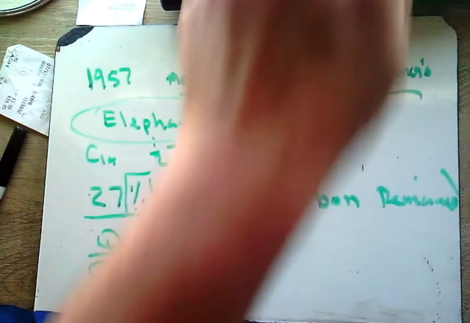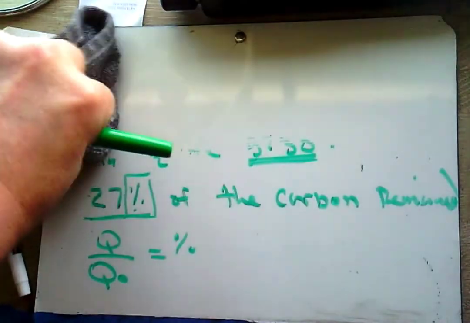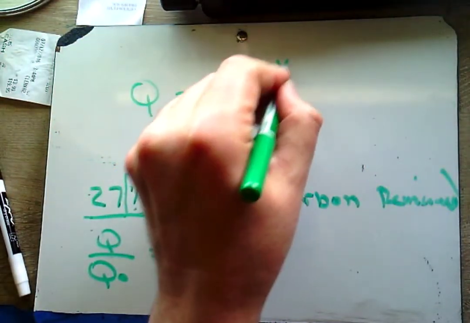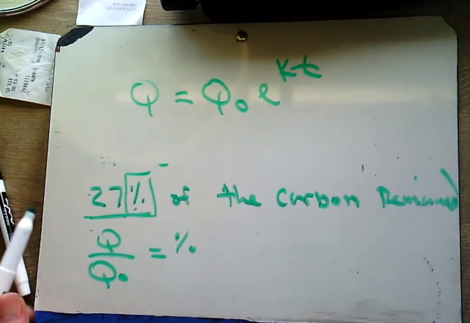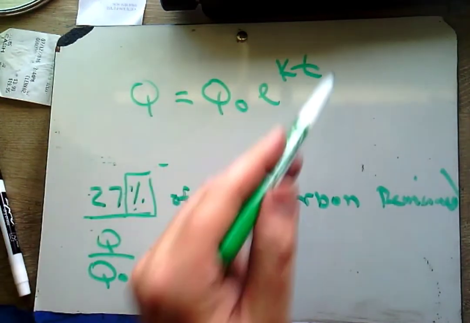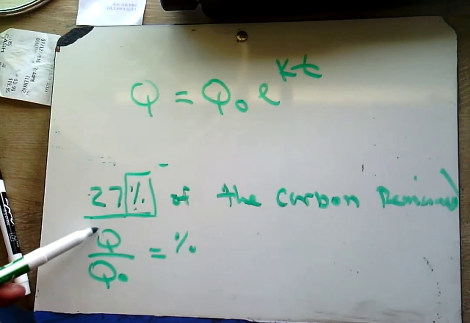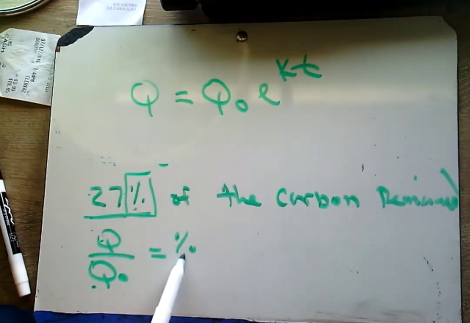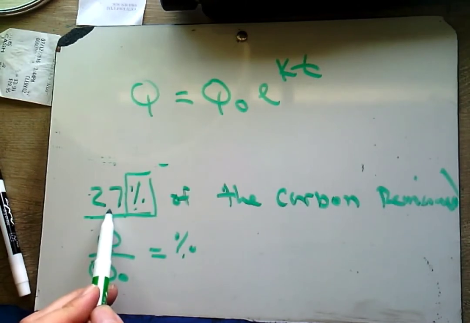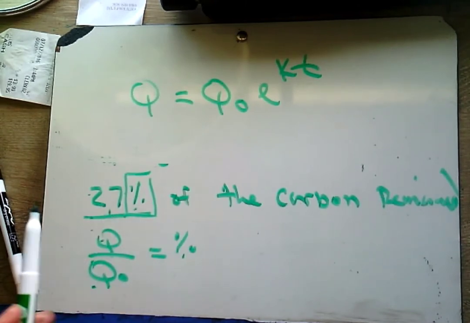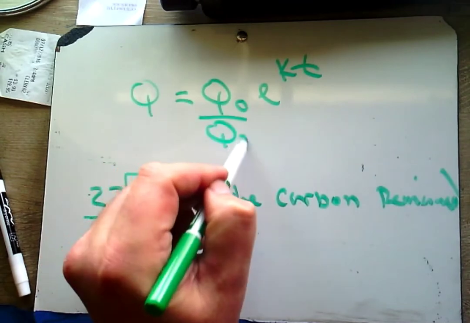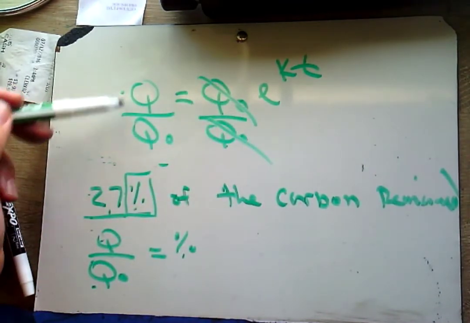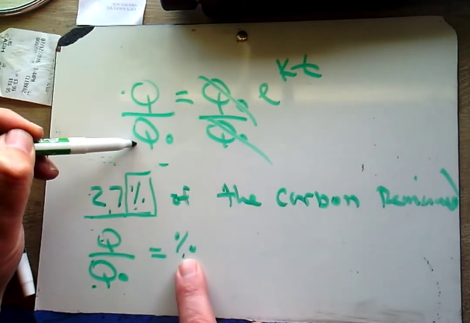So let's go back to our equation. Remember this equation. Q equals Q sub O e to the kt. Okay? If I can make this have a Q divided by Q sub O, then that's going to be percent. And I can plug this number into that place. Okay? So to do that, divide both sides by Q sub O. Look, Q divided by Q sub O. Why, that's our definition of percent.